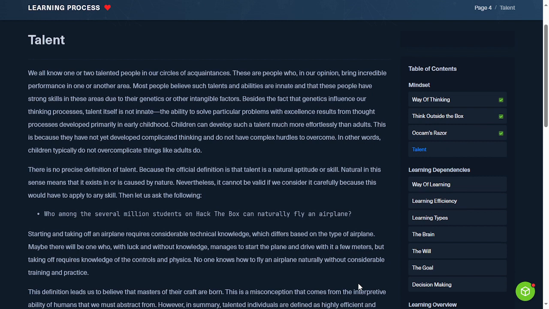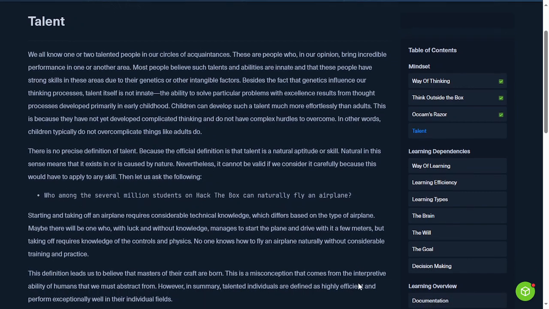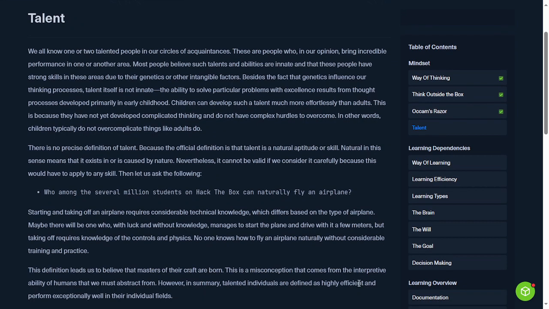Talent. We all know one or two talented people in our circles of acquaintances. These are people who, in our opinion, bring incredible performance in one area or another. Most people believe such talents and abilities are innate, and that these people have strong skills in these areas due to their genetics or other intangible factors.